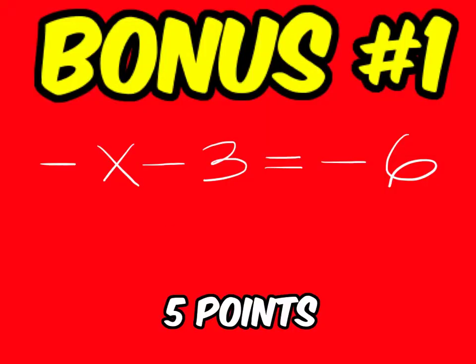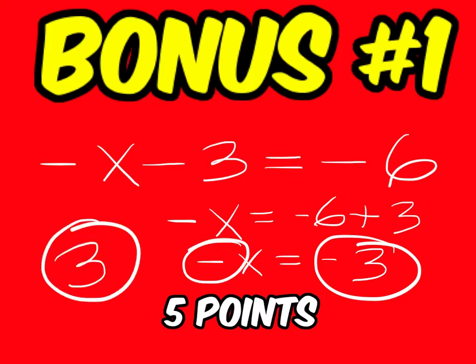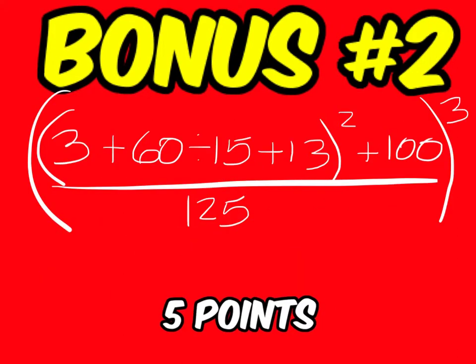On this bonus, you would have negative x equals negative 6 plus 3, which is a negative 3. So if you divide this negative 3 by negative 1, you should get an answer of 3. For this bonus problem, 3 plus 4, this equals 4. 3 plus 4 is 7, plus 13 is 20, squared is 400, plus 100 is 500, divided by 125 is 4, to the third power is 64.